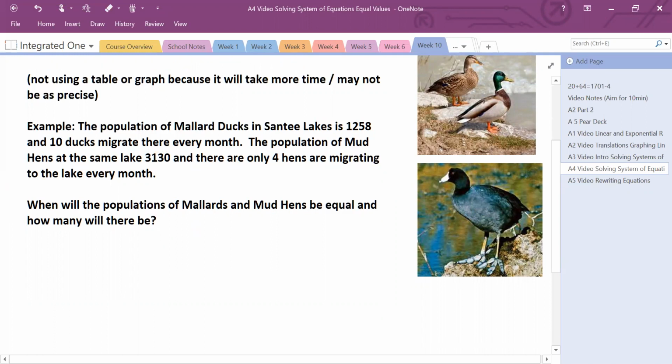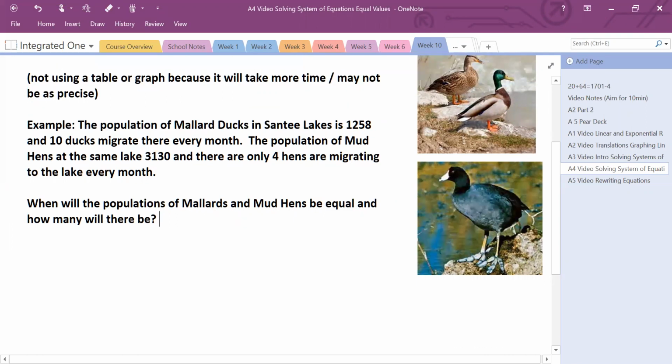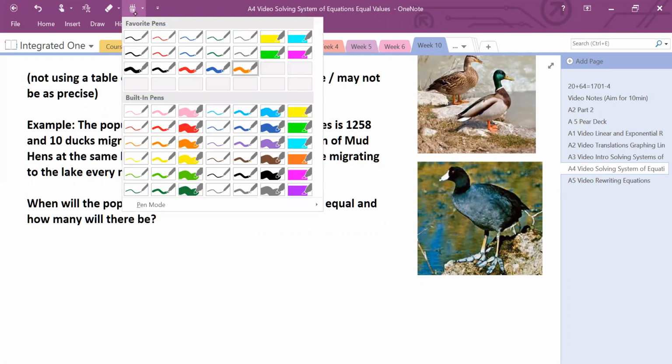Okay, so again, we could make a table. But I think that would take quite a long time, especially considering what we're starting off with and how many we're having to add. And again, a graph may not be as precise either. So let's make 2 different equations for the mallards and the mud hens.